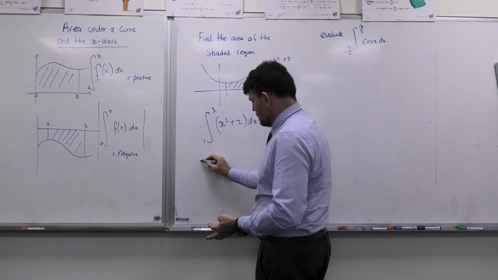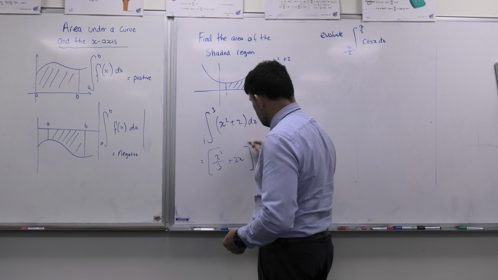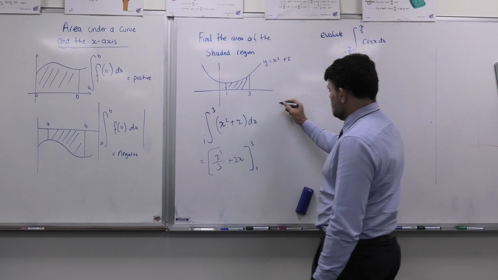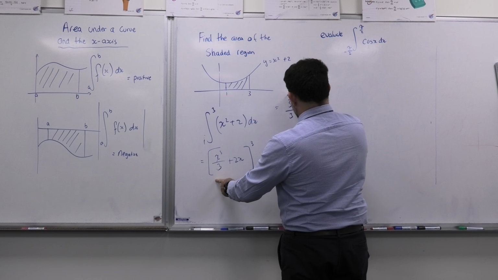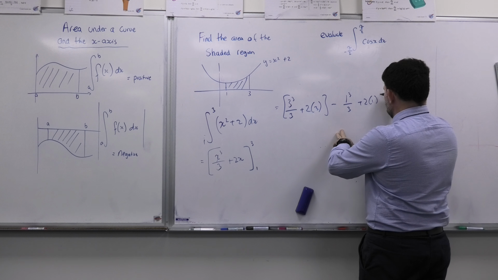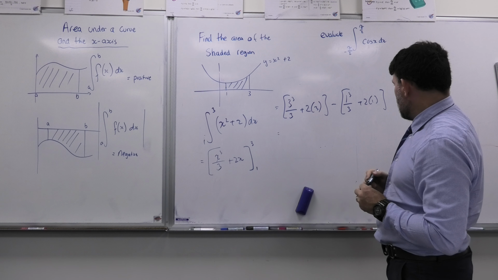Okay, so let's integrate. We get x to the power of 3 over 3 plus 2x, all evaluated between the bounds 3 and 1. So we get 3 cubed over 3 plus 2 times 3, minus 1 cubed over 3 plus 2 times 1. So let's see if we can do some maths here.